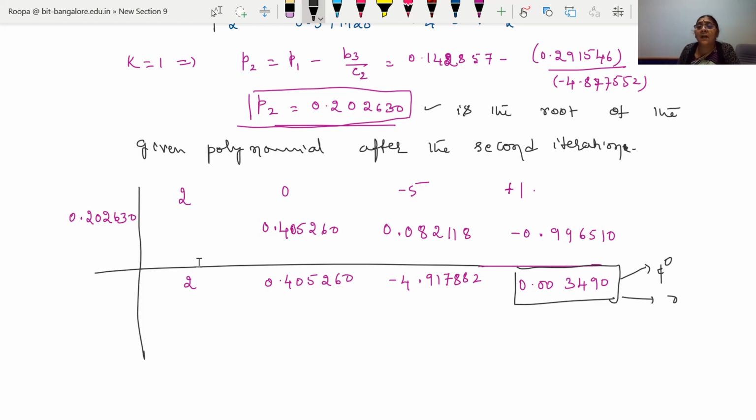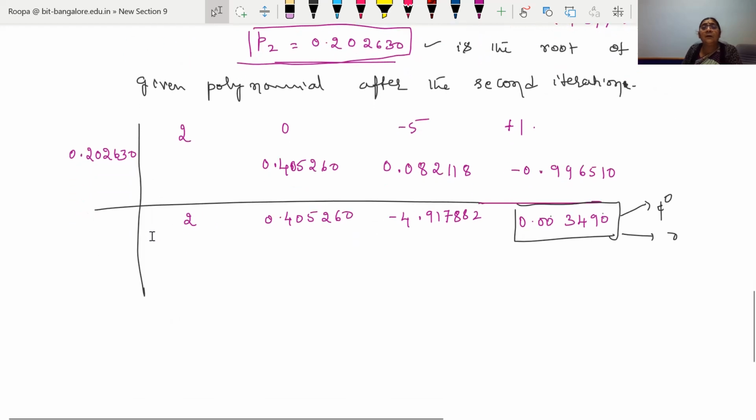Whenever we apply the synthetic division method and the last value is 0, then we say that the corresponding root is an exact root of the given polynomial. But still this is not equal to 0. Therefore, we are finding a deflected polynomial after the second iteration. Therefore, this much error you have.